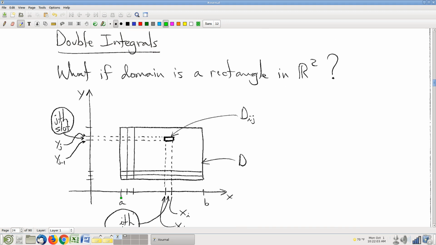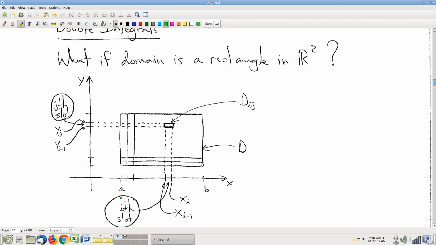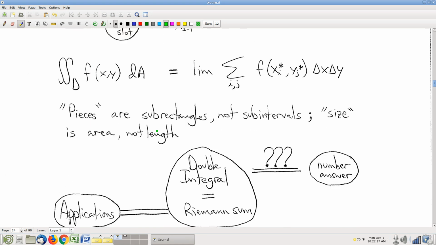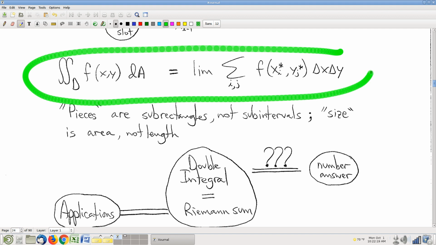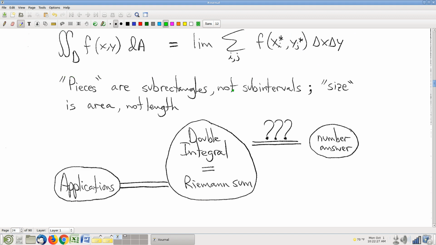We talked about this again. It was a few days ago at this point. And chopping up a two-dimensional region instead of a one-dimensional interval into little pieces of area, not length, right? And doing the same kind of Riemann sum gives us this expression. And this is called a double integral. Okay. All right. So strategically, again, here's the idea.